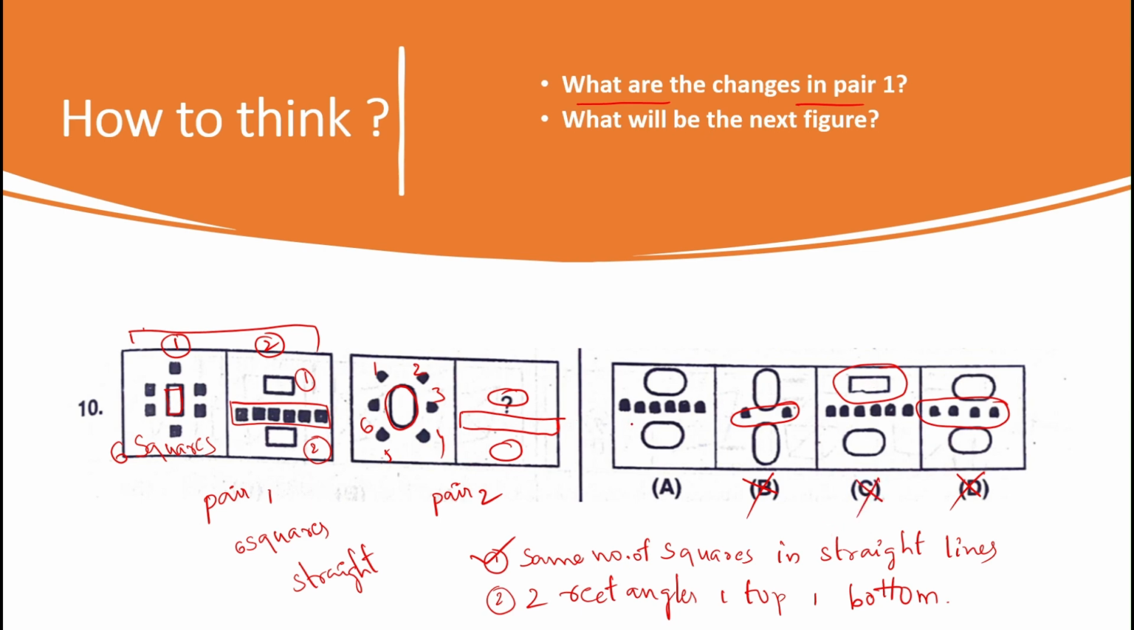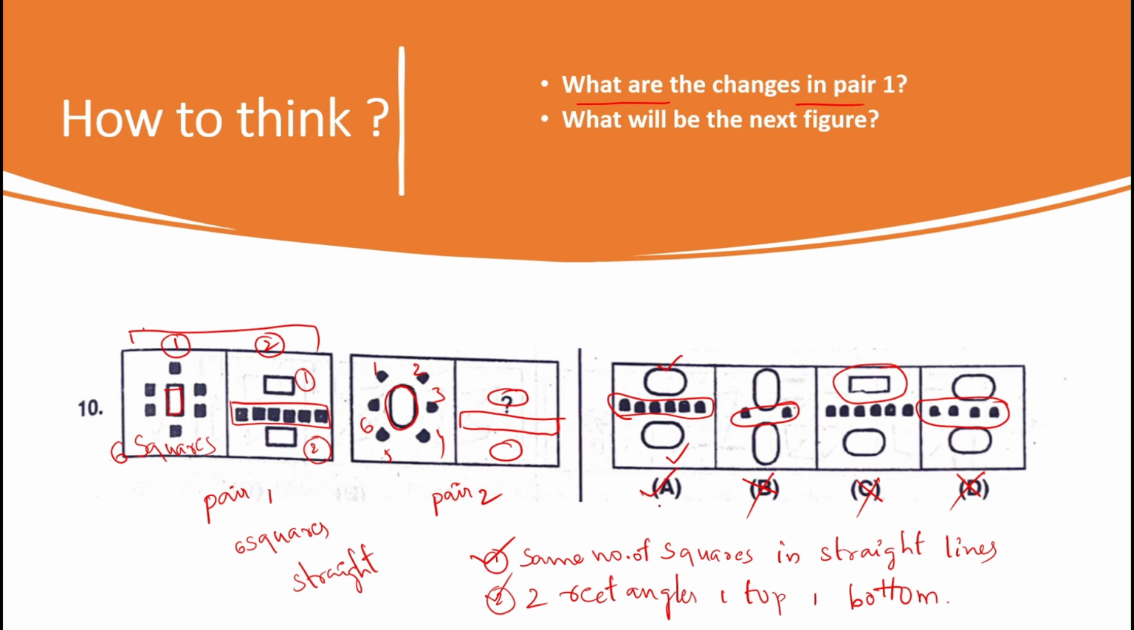Coming to A, we have 6 small figures here. That is correct. And for these shapes, one is at the top and one is at the bottom. So those are the changes that happened in pair 1, and we are applying them to pair 2. So absolutely our option A is correct.